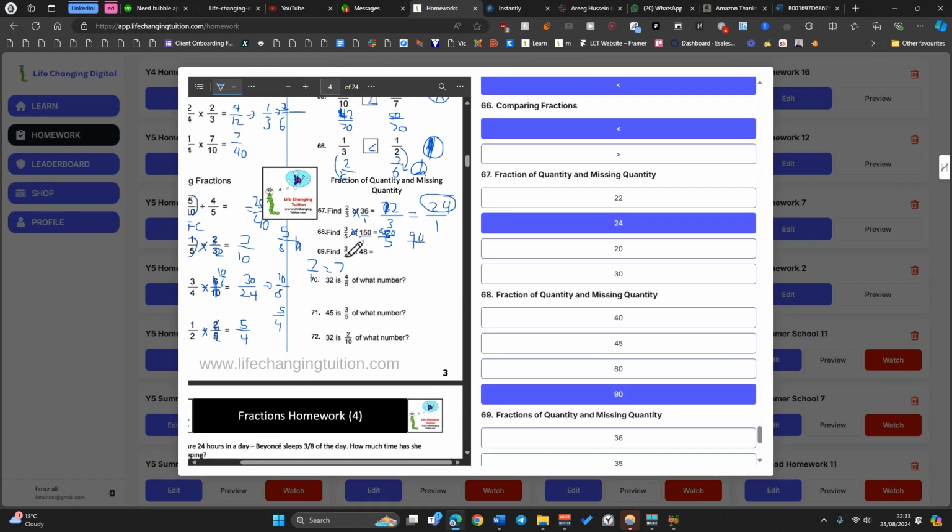Question 69. Find 3/4 of 48. So change it to a times again, add the over 1 here. 3 times 48 is going to be 144 over 4. So what I did there is I imagined 3 times 40, which is 120, and also 3 times 8, which is 24, and then I added those together, and that gives us 144. Or you could just do long multiplication there if you want. That's how you can do it mentally though.